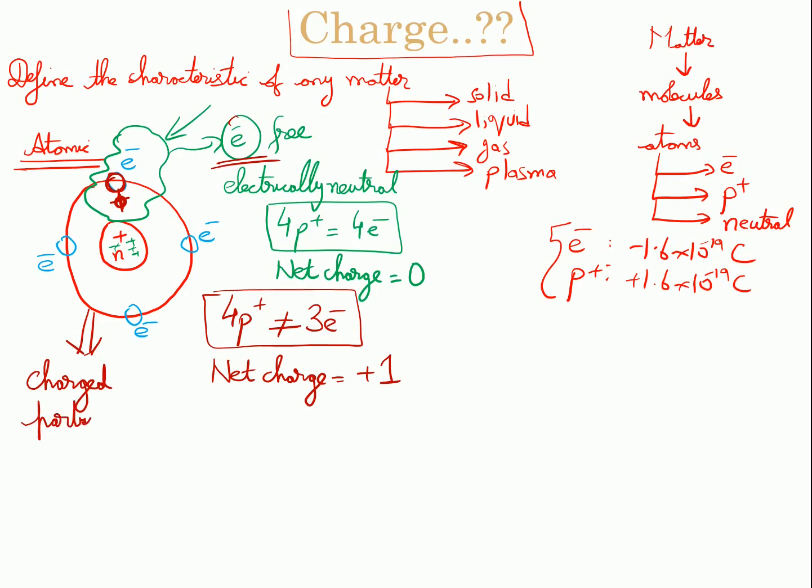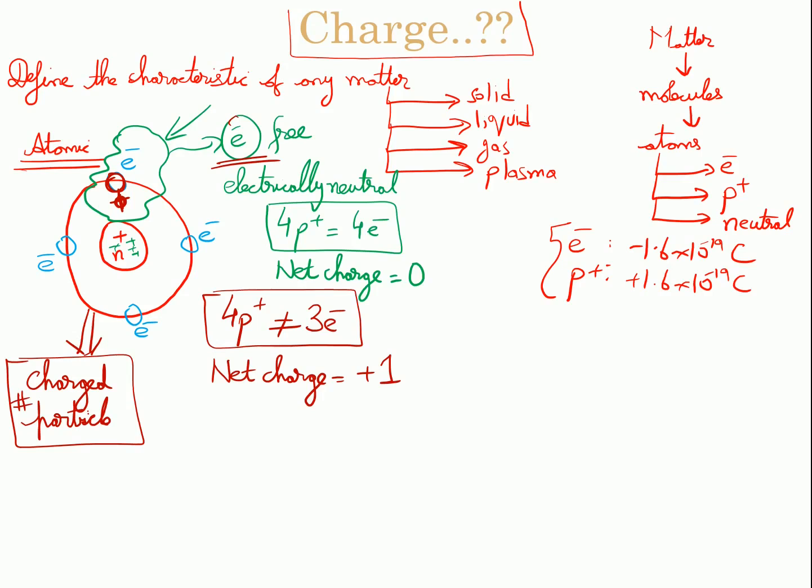So this is a very important point. Whenever we read this term charged particle, it means that the atom is not neutral at the moment, because the number of protons is not equal to the number of electrons, and the net charge is not 0. So this is what is meant by the term charged particle.